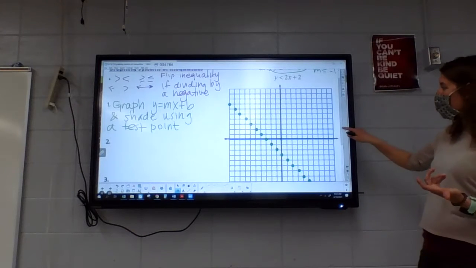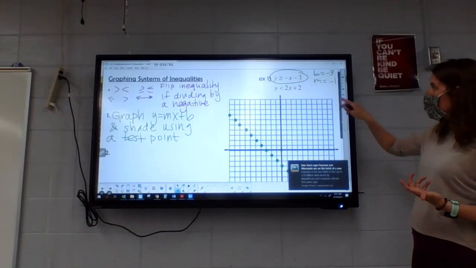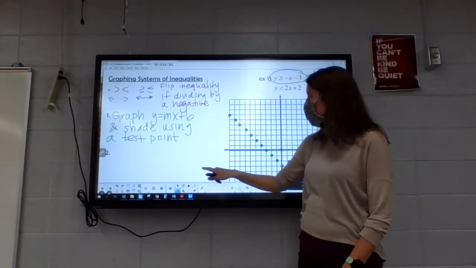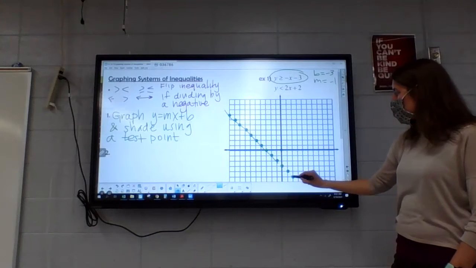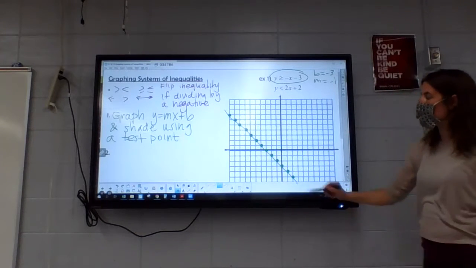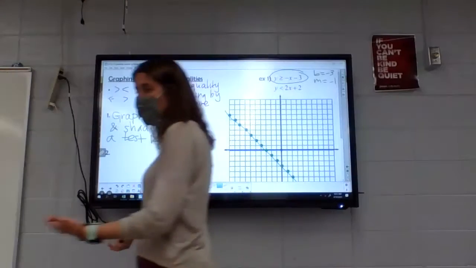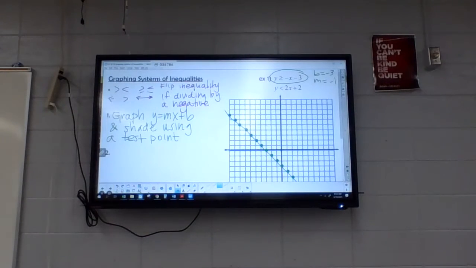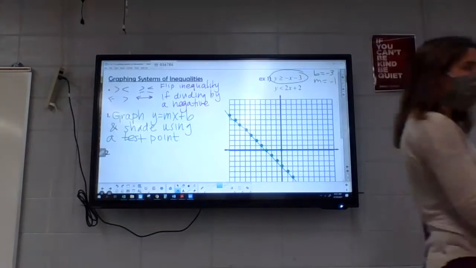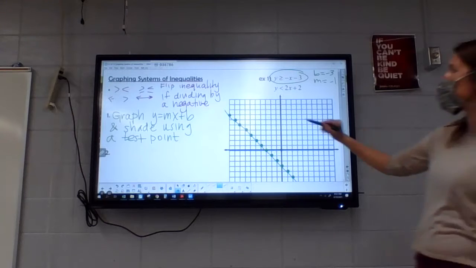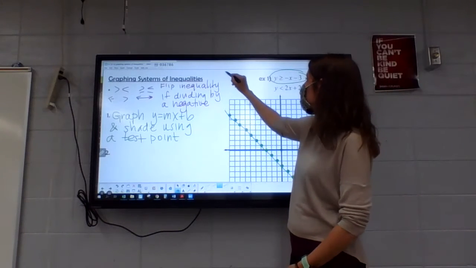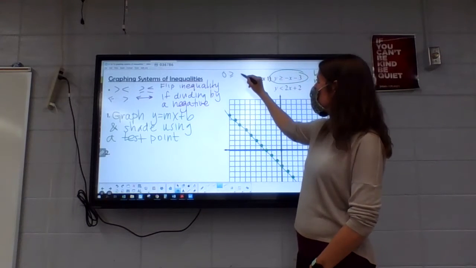But this one needs to be a solid line because it has that equal to line. So we have a solid line that we can draw. But before I finish this one, I'm going to completely shade it and figure out the shading as well. So again, can I use 0, 0 in this case? Yeah, because the line is not on 0, 0. So anytime I can, I use 0, 0. It's just so much easier than the other points. We know where it is. We know both of them are 0. 0 - 0 is just 0.